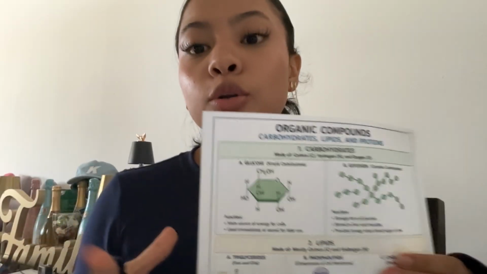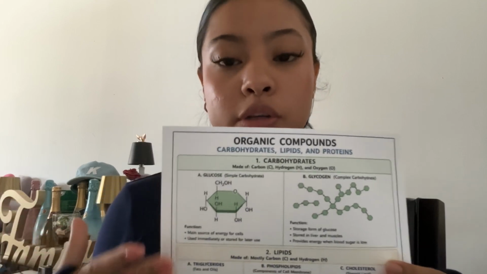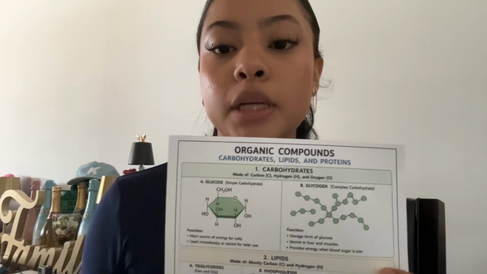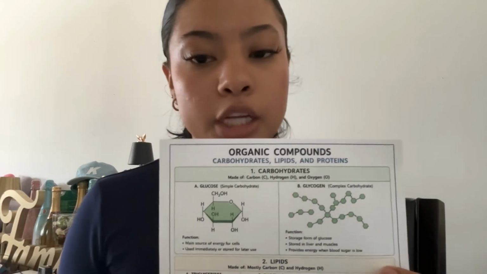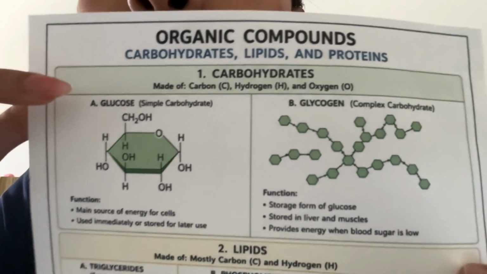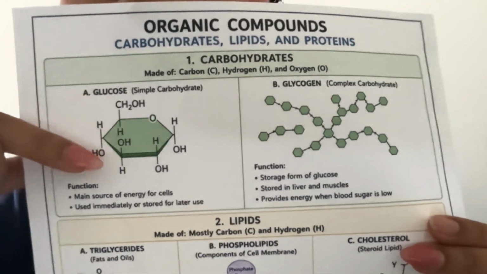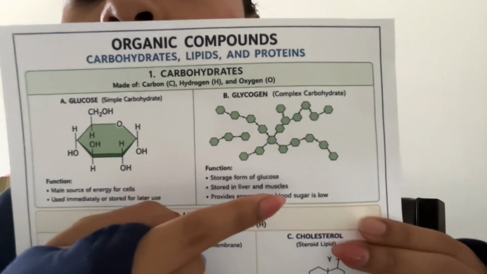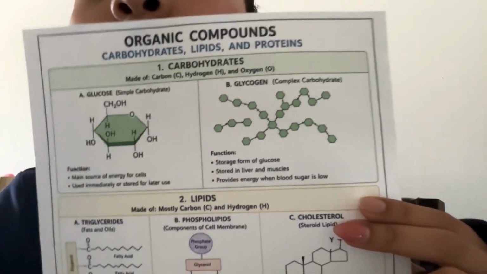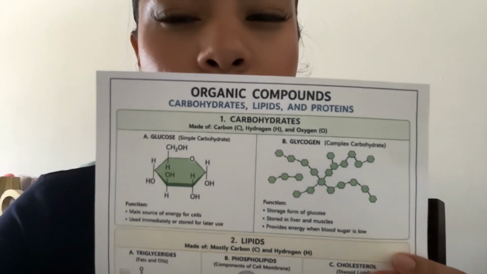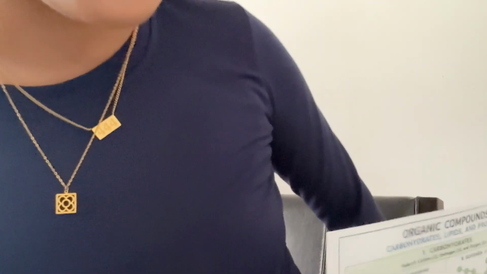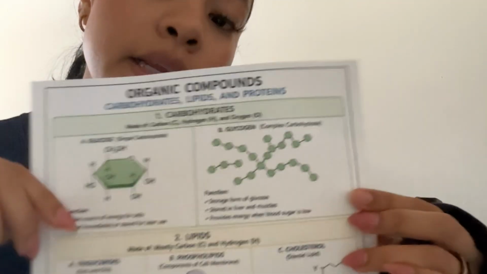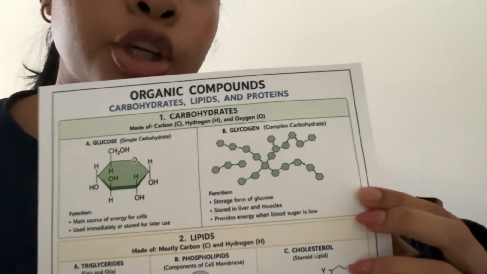So the first part that we have is obviously the carbohydrates, which are made of oxygen, carbon, and hydrogen. We have right here the glucose, which is a simple sugar, and it's a main source of energy. And then we also have the glycogen, which is a storage form of glucose. It's usually stored in the liver or the muscles. It also provides energy when the blood sugar drops.